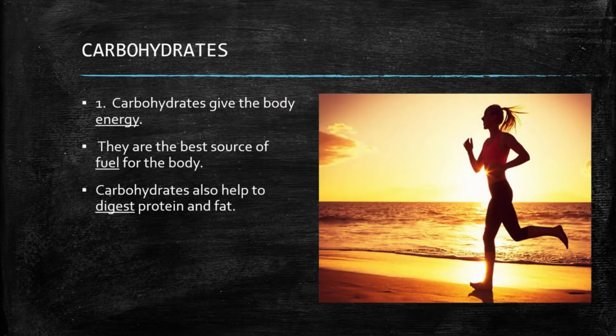So, carbohydrate is taken from two words, carbo meaning carbon compounds and hydrate meaning water. So these are carbon compounds which are made up of carbon with water. The ratio of carbon and water is 1:1. This is generally true to all forms of carbohydrates. So carbohydrates give the body energy. They are the best source of fuel for the body, and carbohydrates also help to digest protein and fat.